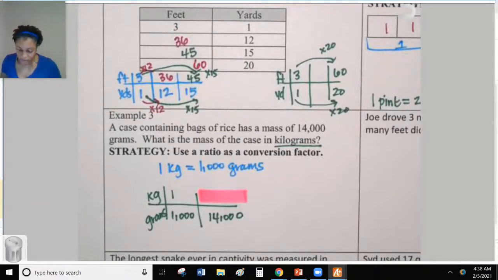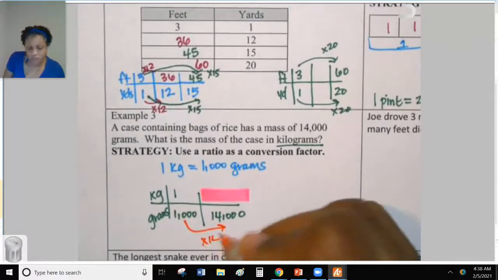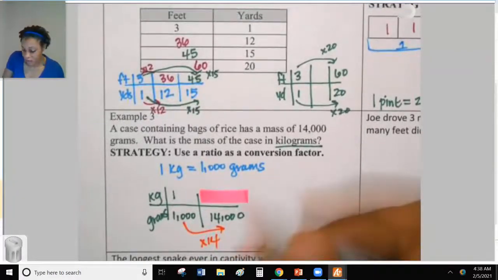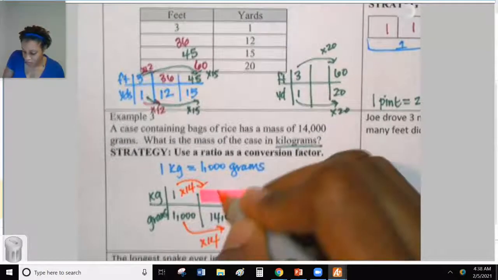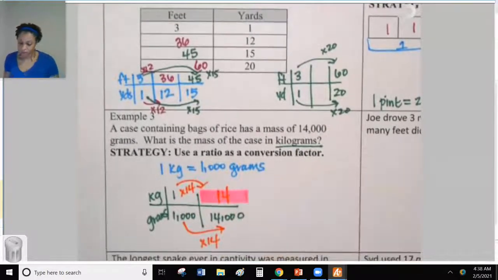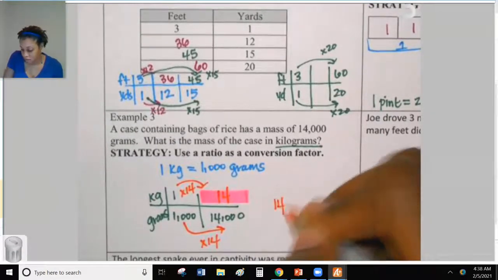So what times 1,000 will give me 14,000? Hopefully you said 14. So whatever I multiply the bottom by, I do the same to the top. 1 times 14 will give me 14. So what is the mass of the case in kilograms? It will be 14 kilograms.